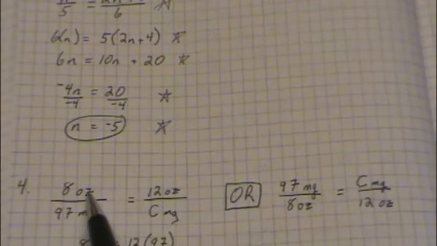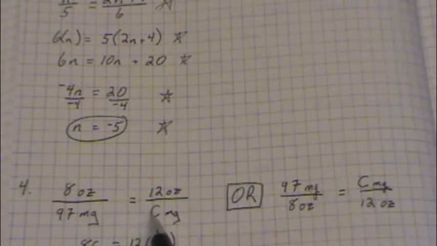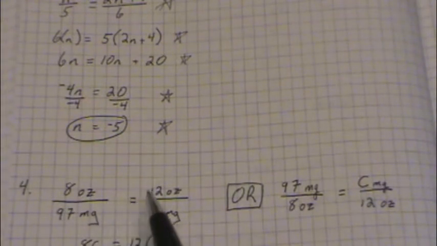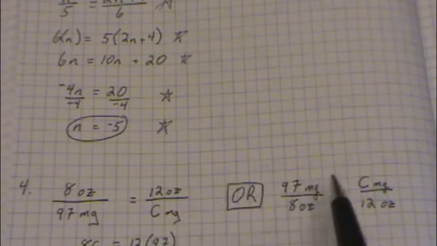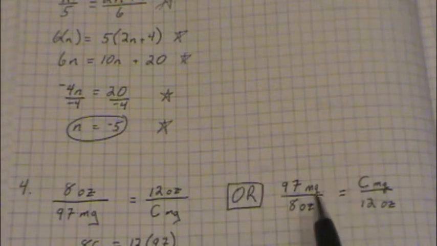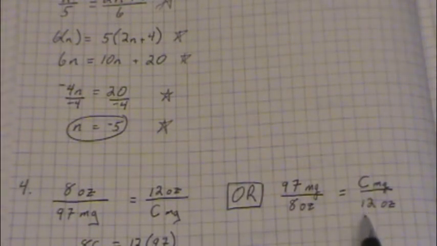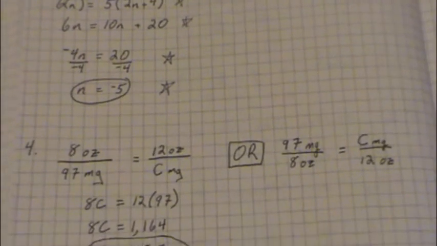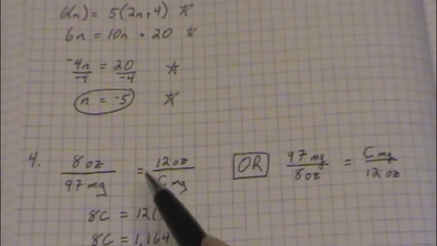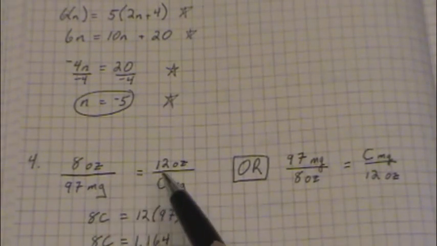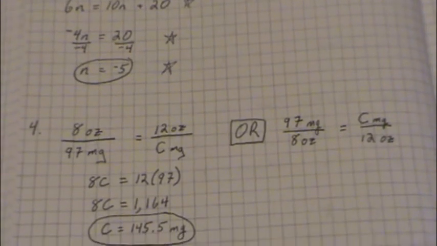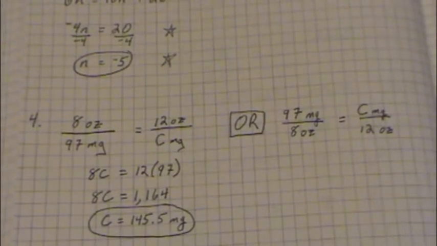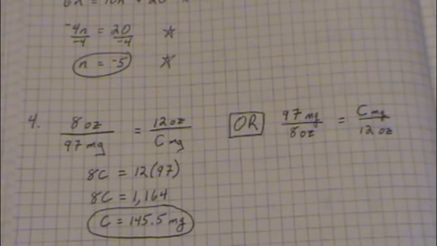You have 2 choices. You can either put ounces on top and milligrams on the bottom. I used C as my variable. Whatever you chose was fine. So on one side I have 8 ounces over 97. On the other side I have 12 ounces over my variable milligrams. Or I could have done it the other way. Milligrams on top, 97, and my variable, and ounces on the bottom, 8 and 12. Either way you do it, when you cross multiply, you end up with 8 times C equals 97 times 12, or 12 times 97. So 8C equals 1,164, and you are left with 145.5 milligrams of C in that larger container of orange juice.